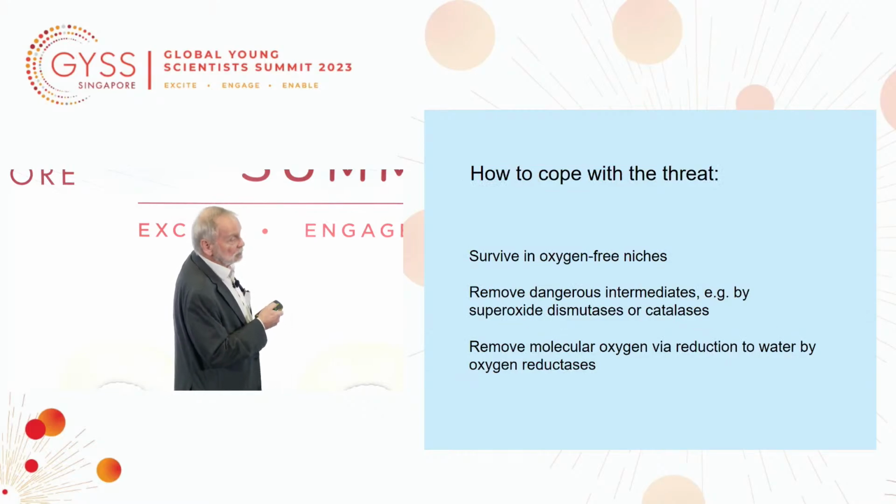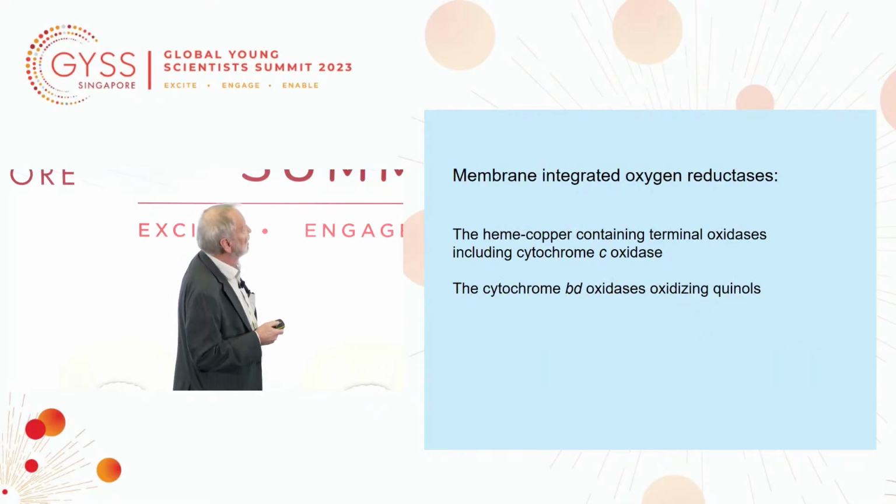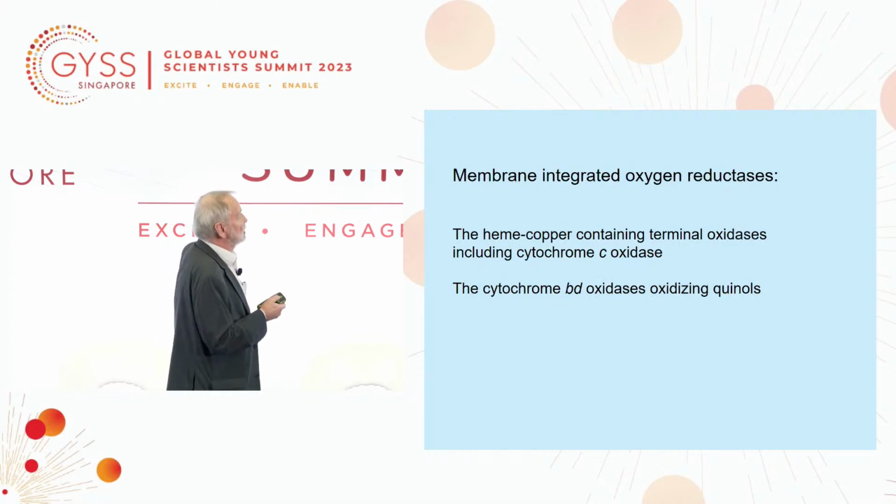And what can you do? Life could survive in oxygen-free niches. You can remove dangerous intermediates by superoxide dismutases or catalases. And you also can remove molecular oxygen via reduction to water by the oxygen reductases. And nature has invented two membrane-integrated oxygen reductases.